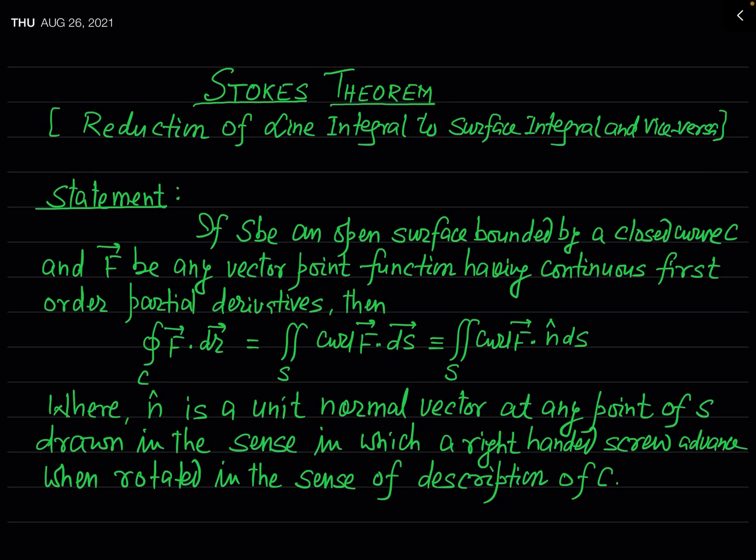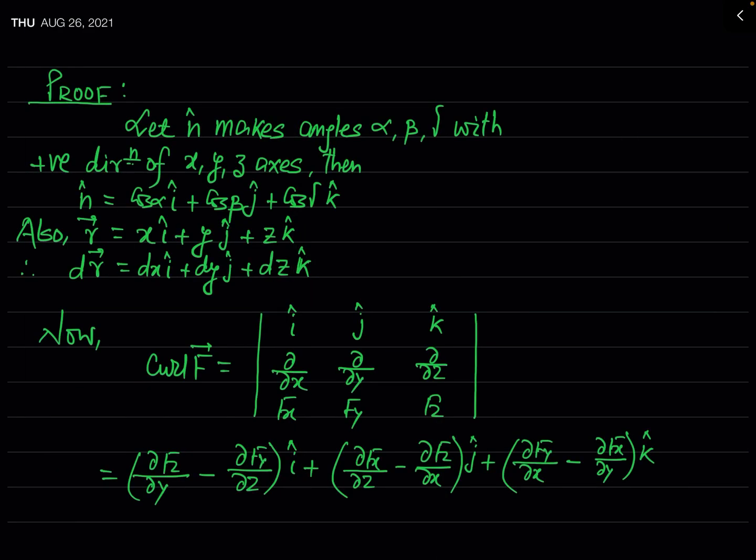In fact, to prove this theorem, first of all, we will change the mathematical form of this theorem, and then we will prove it. So let us see what the alternative mathematical form of this Stokes theorem is. As you know, n hat is a unit normal vector. So let us consider that this n hat vector makes angles alpha, beta and gamma with the x-axis, y-axis and z-axis. Let us say this is the x-axis, this is the y-axis and this is your z-axis.